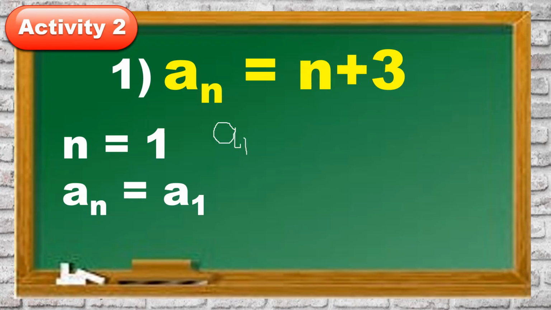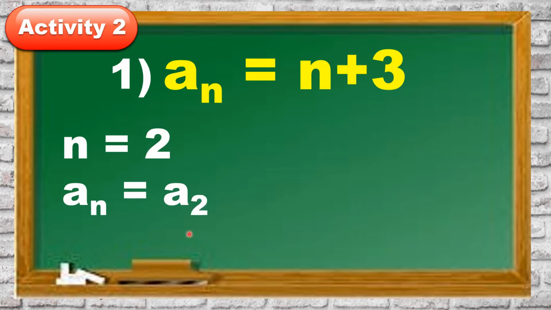And then, di ba after ng a sub n, meron tayong equal sign? So, ganun din. Isusulat natin yung equal sign. And then, replace the value of n into 1 plus 3. Yung positive 3 natin, constant yan. Ibig sabihin, hindi natin babaguhin. Lagi siyang plus 3 kasi yun ang ibinigay sa ating equation. So, solving for the first term, a sub 1 equals 1 plus 3 which is 4. Therefore, ang ating first term ay 4.